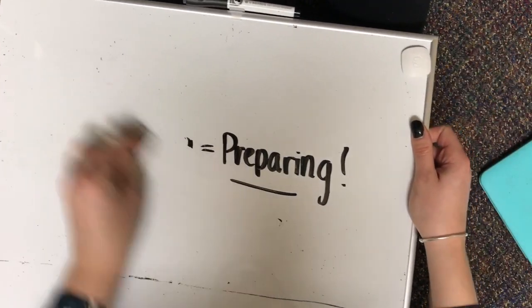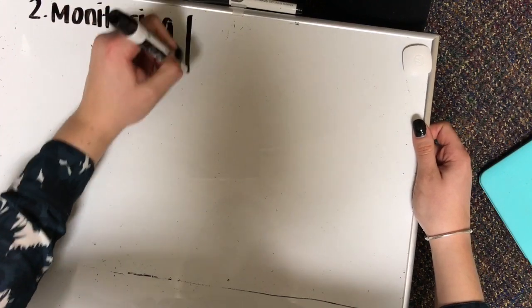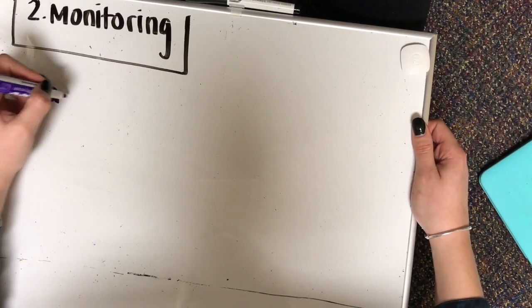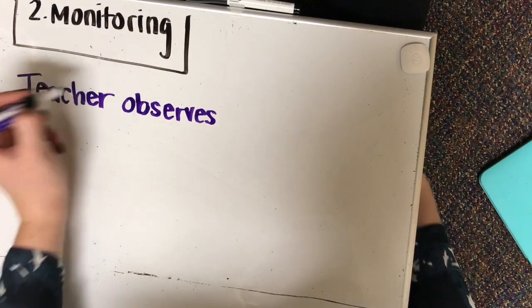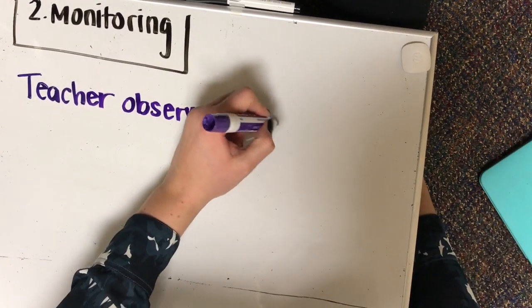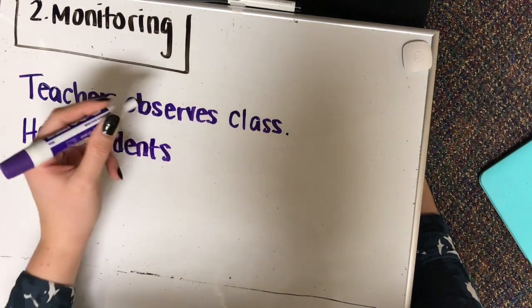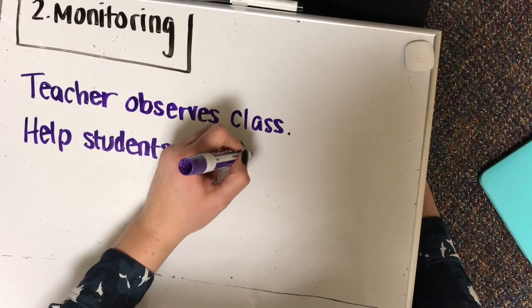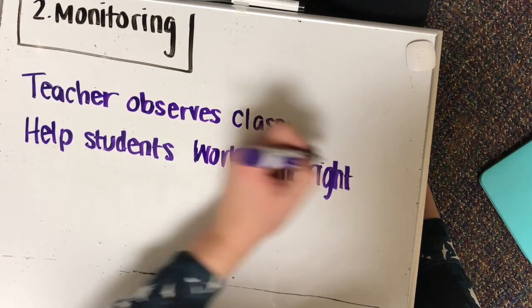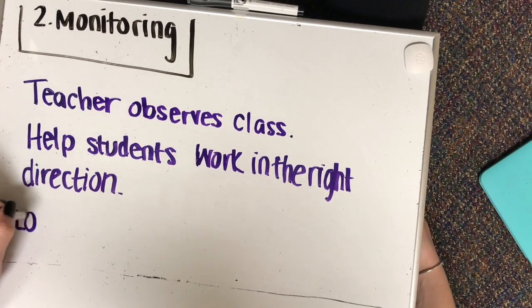And it's important to remember, anticipating is preparing, so you want to be prepared for your class before you walk in and start teaching that lesson. So the second step is monitoring. So the teacher needs to be observing students and observing the class as they're working through the story problem to help them if they're stuck or if they're in the wrong direction, to help them work through the problem and work towards the right direction, towards the right solution.